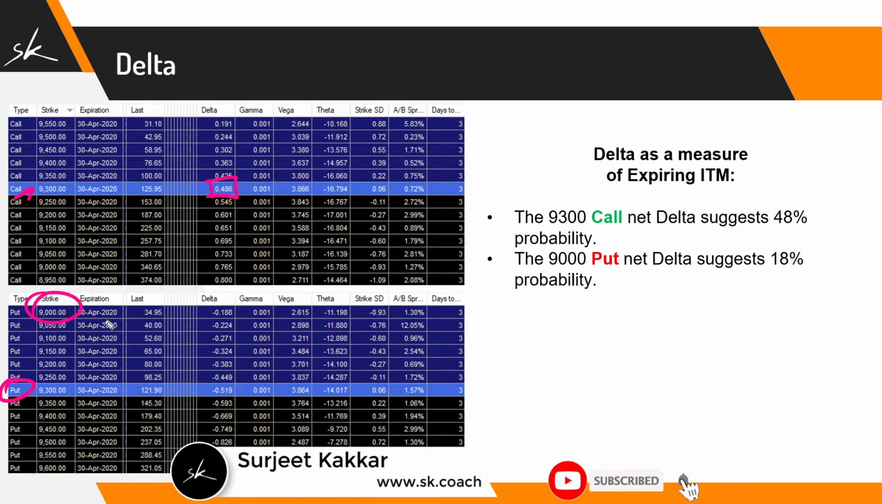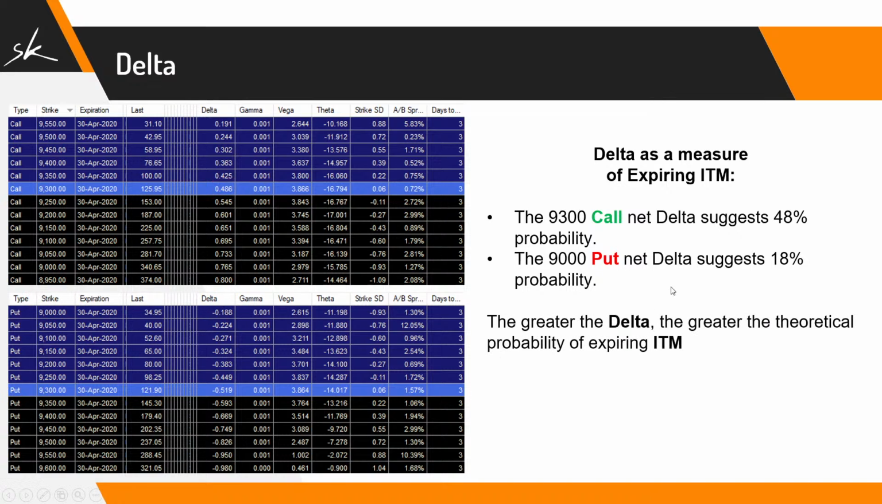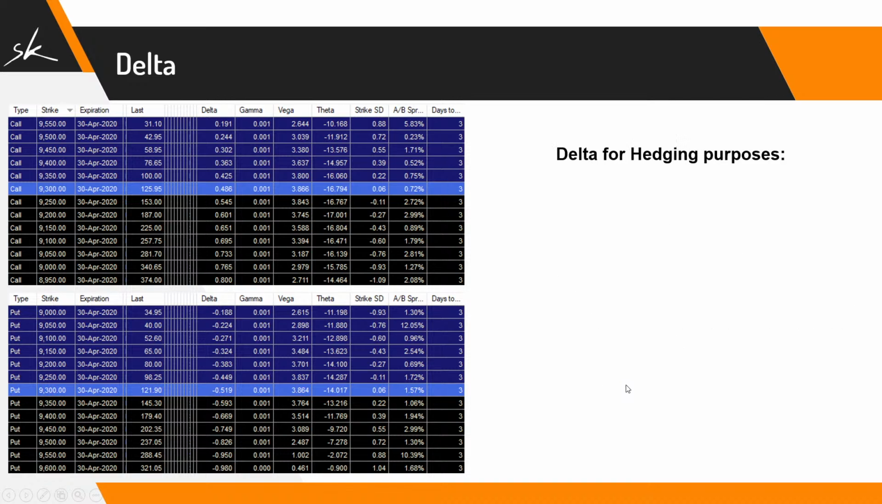here. The 9000 put has a delta of 0.18 because it is out of the money, which is basically telling me that only an 18% probability maybe it might get in the money, but that probability is less, and that is why it also has less delta. So the greater the delta, the greater the theoretical probability of expiring in the money, and similarly, the smaller the delta, the smaller the theoretical probability of expiring in the money.